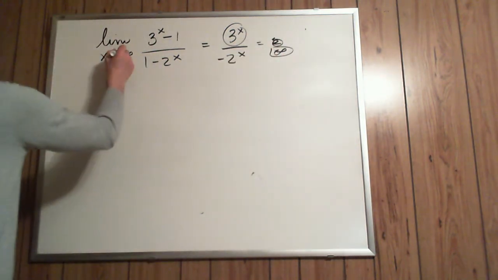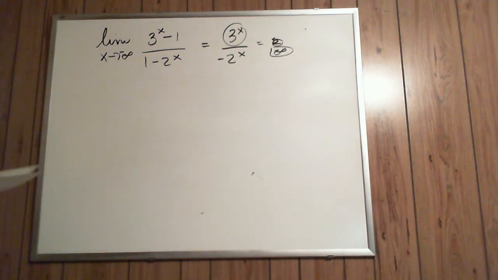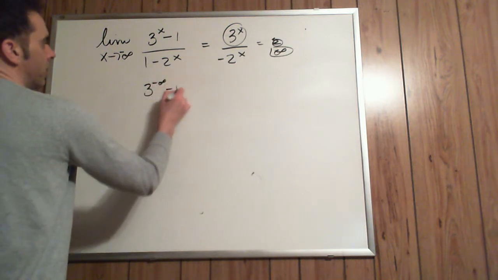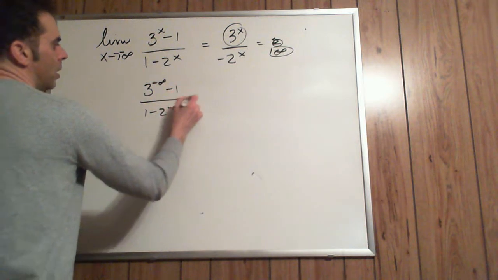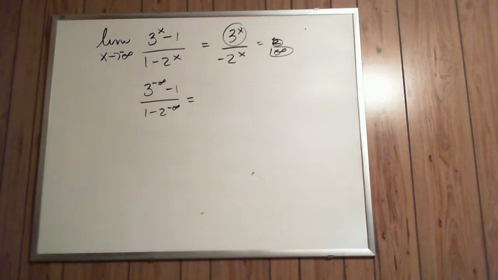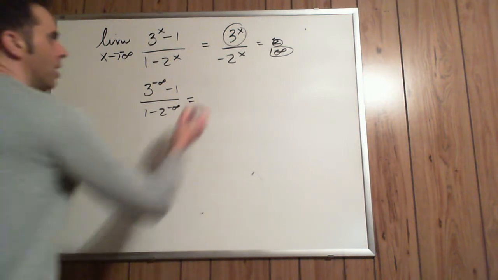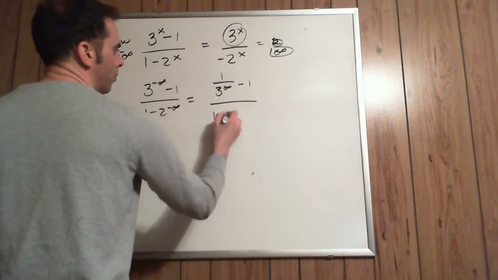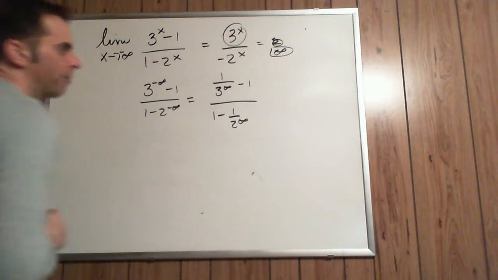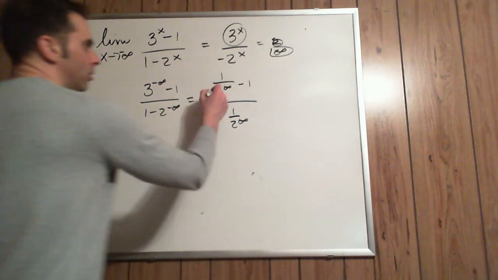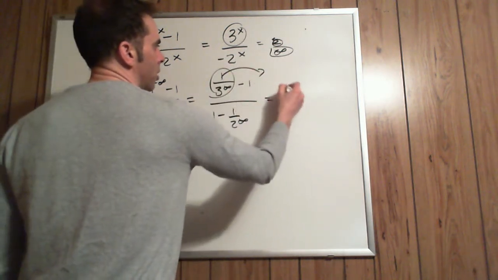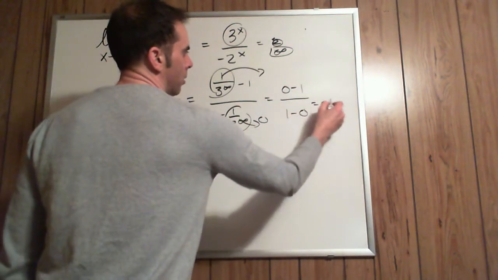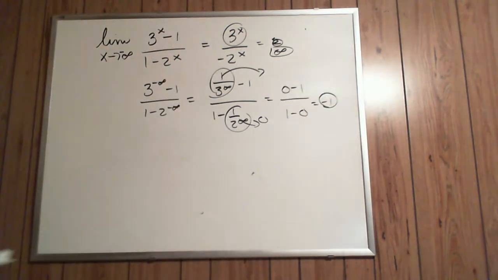Now if we were to take it towards negative infinity, that changes everything. Because when I replace x with negative infinity, remember, we cannot evaluate negative exponents, so make them positive. This would be (1 over 3 to the infinity minus 1) over (1 minus 1 over 2 to the infinity). And 1 over 3 to the infinity is 0. So this piece will be 0 minus 1. This piece will be 0. 1 minus 0 will be 1, and the answer is -1.